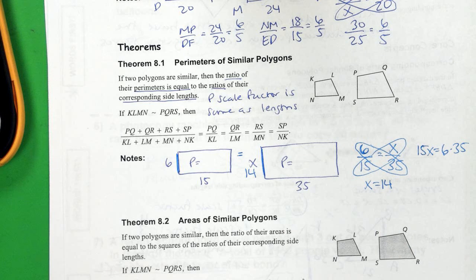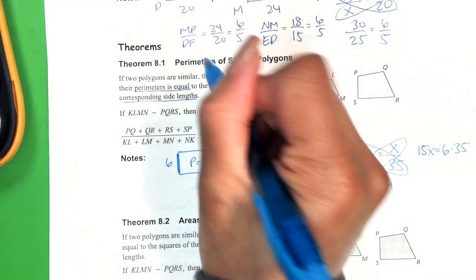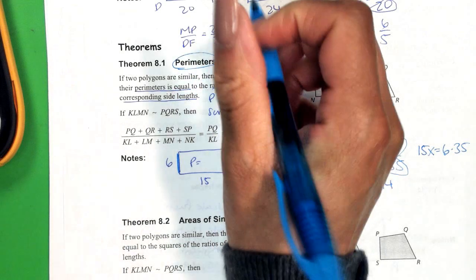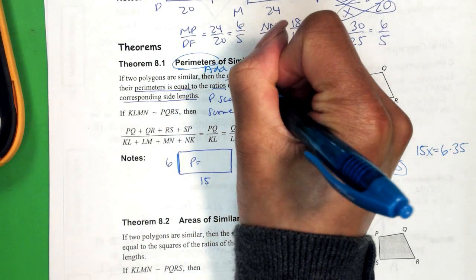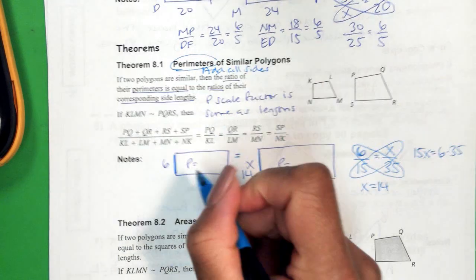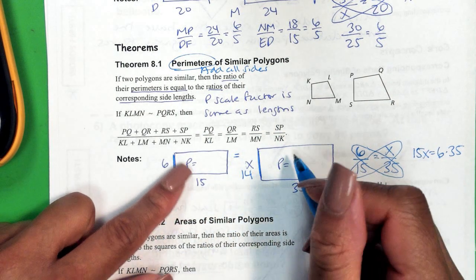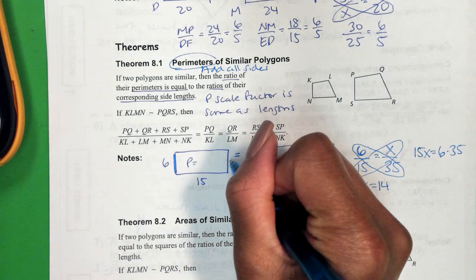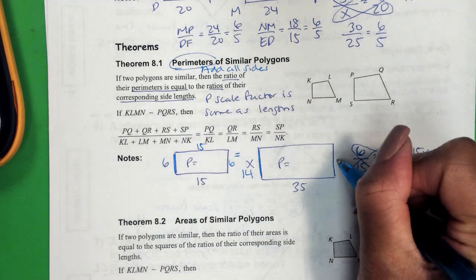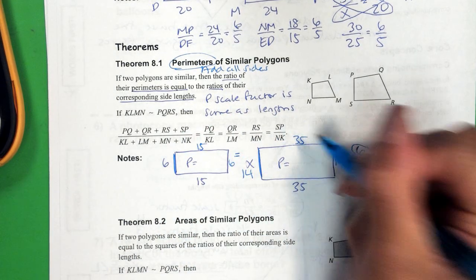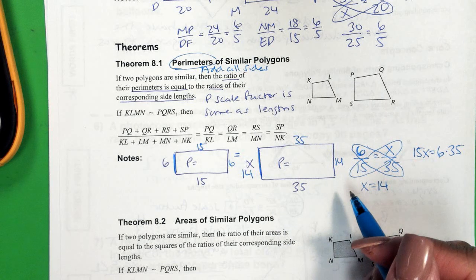So now let's go ahead and find perimeter. Now remember, perimeter means to add all sides. Or you can always do 2 times the one side and add it to 2 times the other. So I have 6 on this side and 15. And then I have 14 and 35, and make sure you add all sides or multiply by 2.